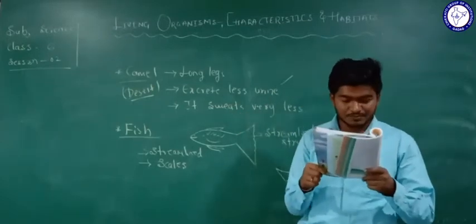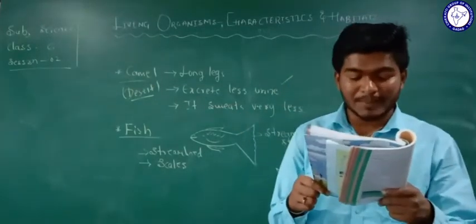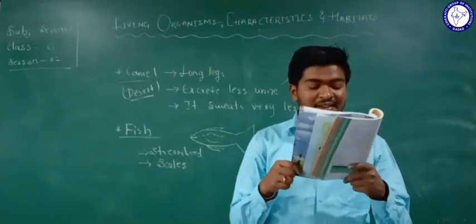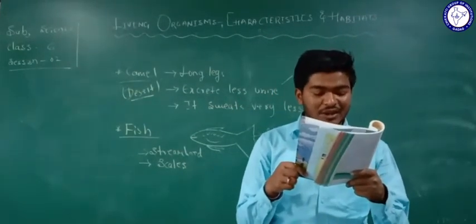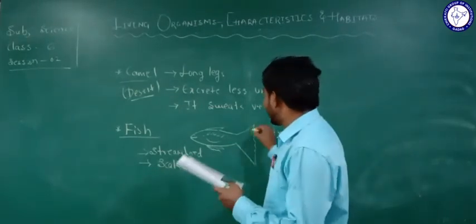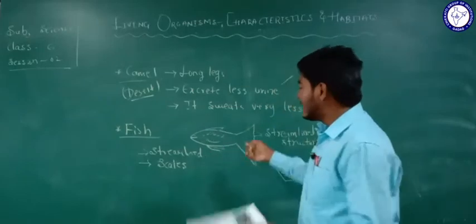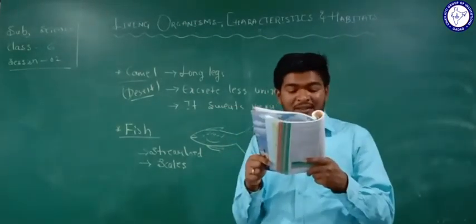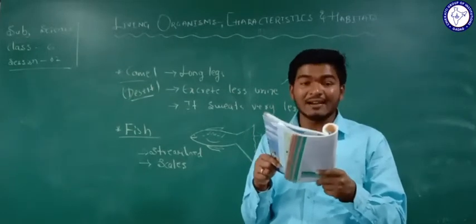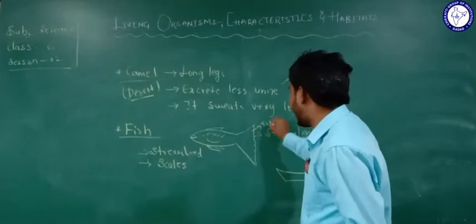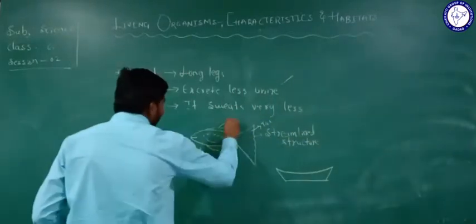Then next, we discussed in chapter 8 that fish have flat fins and tails that help them to change the direction and keep their body balance in the water. Once again, see here, the fish has flat fins and a tail. These are fins.